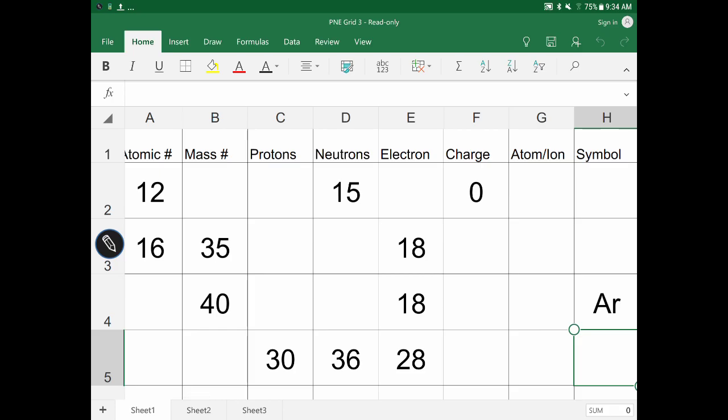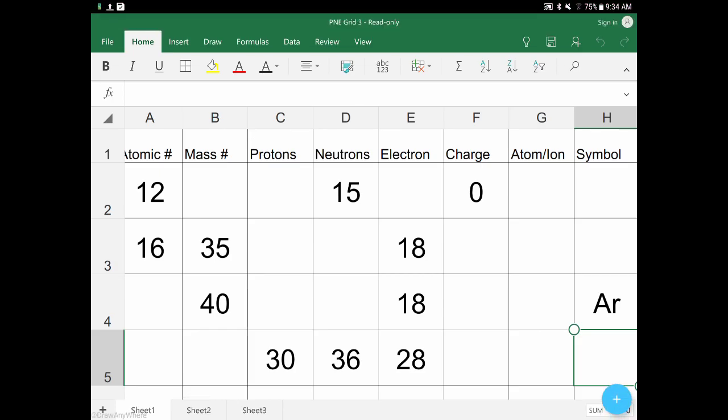Okay, back to our P&E grid. Atomic number 12 is magnesium. So we're going to write in Mg in the symbol section. Now, for the isotopic notation, we need the atomic number in the bottom left corner of the symbol. So we're just going to write that down here. I didn't really leave myself enough room for that, but that's okay. You guys still get the idea.